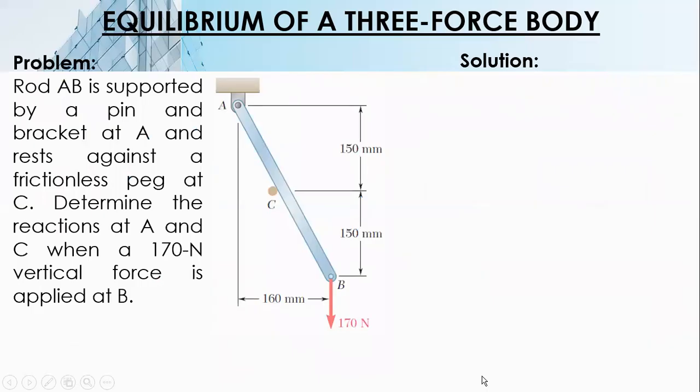Another one. Rod EB is supported by a pin and bracket at A, this one, and rests against a frictionless peg at C. Now, we already discussed this one in the supports, the peg, in part 1. So, determine the reactions at A and C when a 170 Newton vertical force is applied at B.